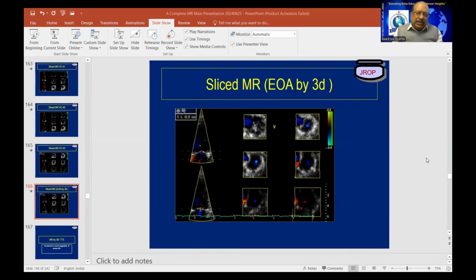You look at the size, look at the pulmonic venous flow pattern, look at the mitral aortic velocity integral ratio, and then you can calculate the regurgitant volumes.